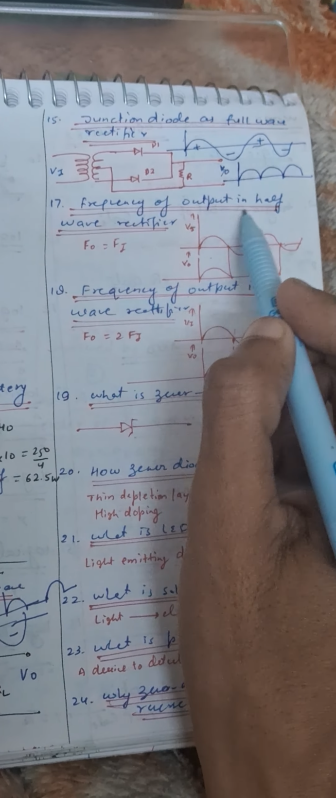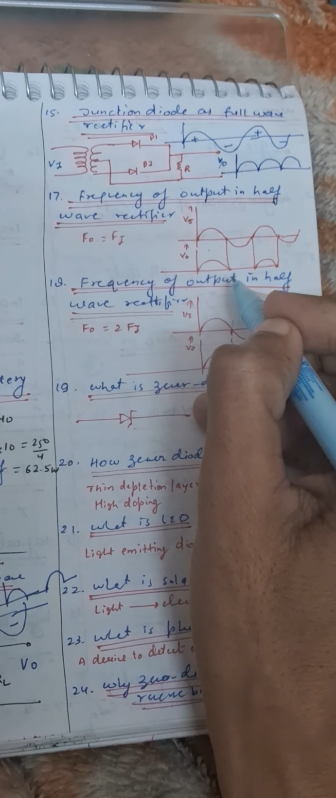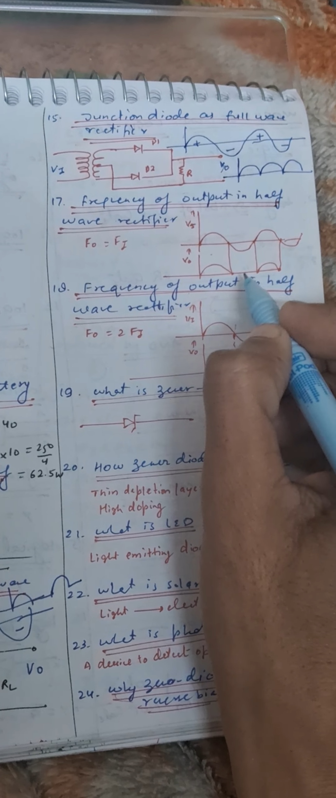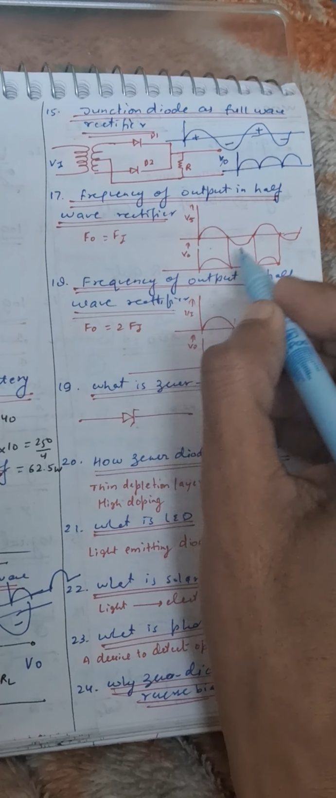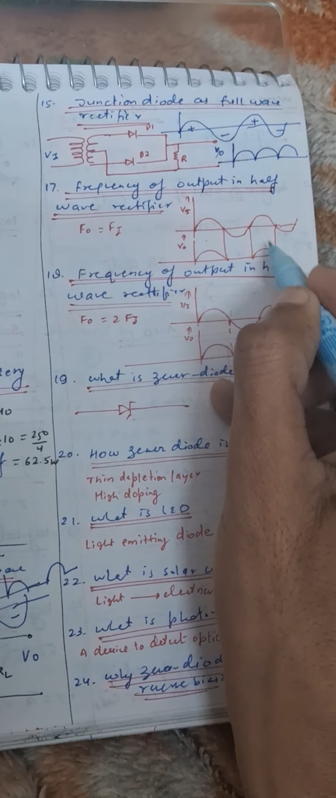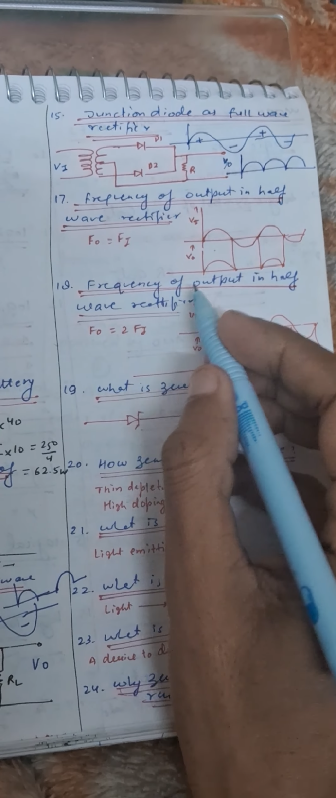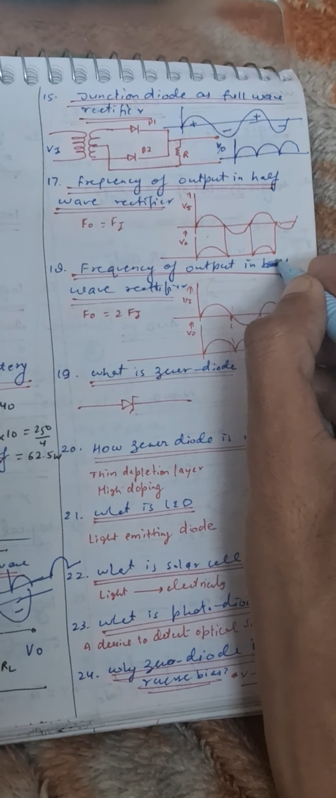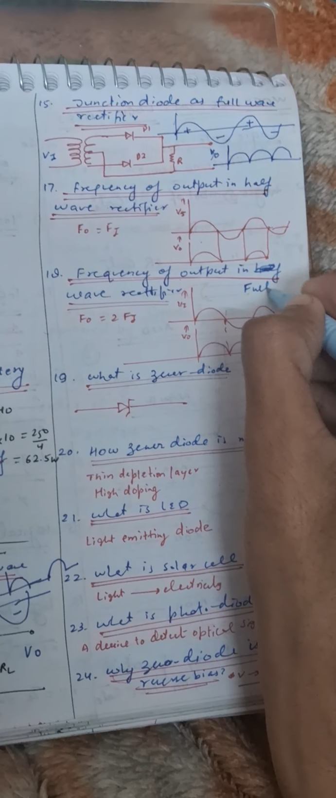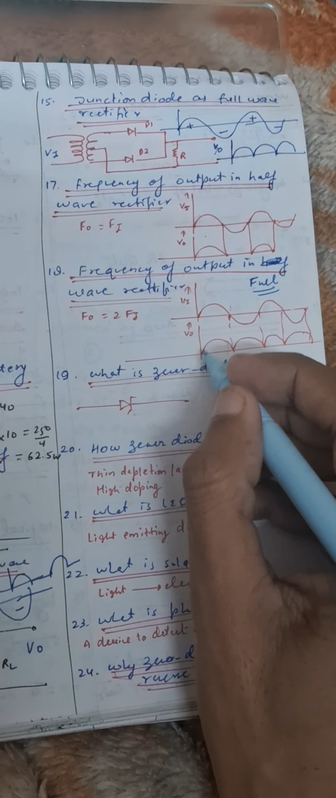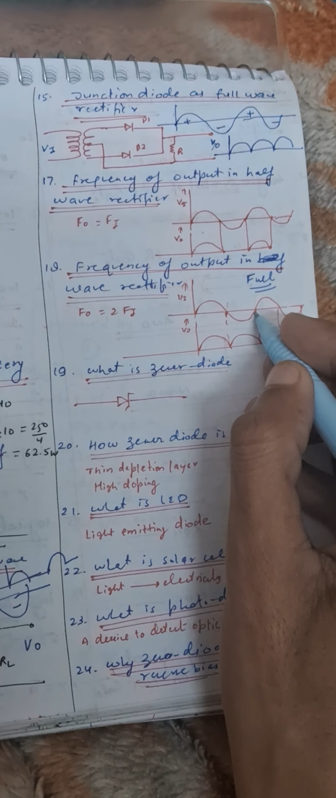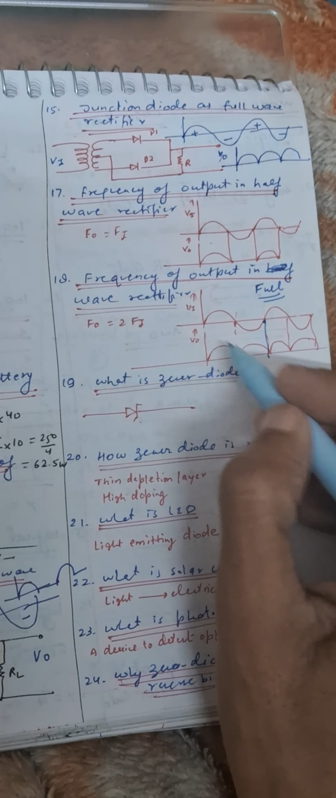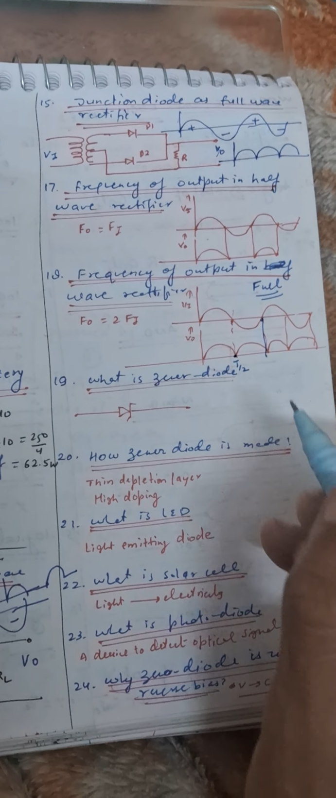Next is frequency of output in half wave rectifier. You can see that input is like this, so output will be like this. The frequency is the same in both cases, as both graphs repeat after the same time interval. Next is frequency of output in full wave rectifier. You can see here the frequency of this curve is double that of this, because this repeats after time T, but this graph is repeating after time T by 2. So the frequency of output is doubled over here.